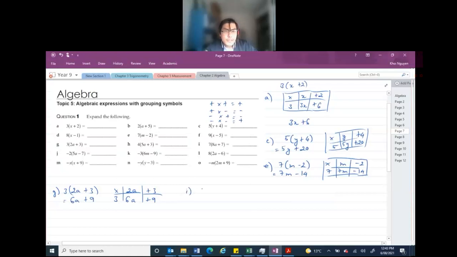Next is I, so 7 brackets 8a plus 7. 7 goes here, 8a goes here, and plus 7 goes here. All right, so we have 7 times 8, that is 56, 56a, and then 7 times 7, so positive and positive is positive, and that's positive 49. So we have 56a plus 49.